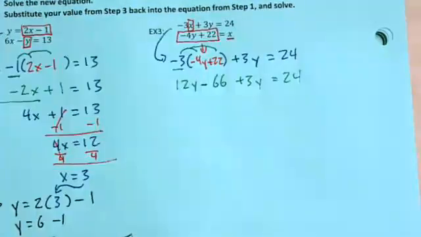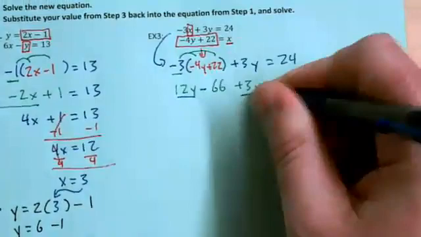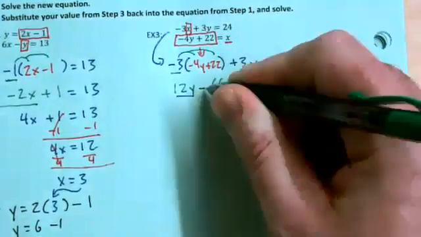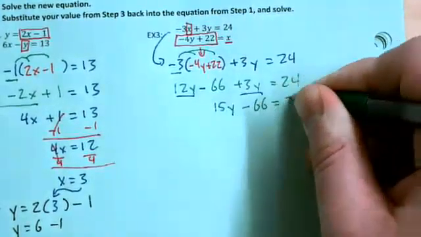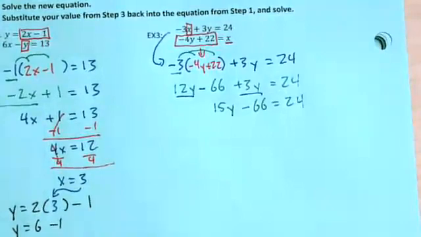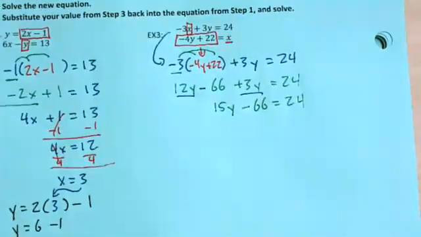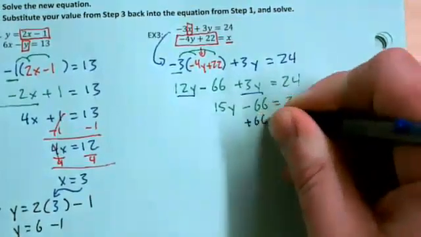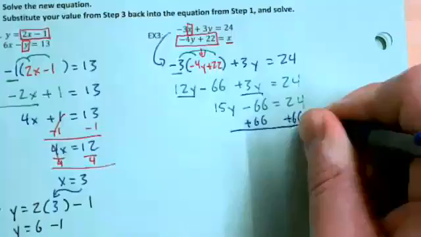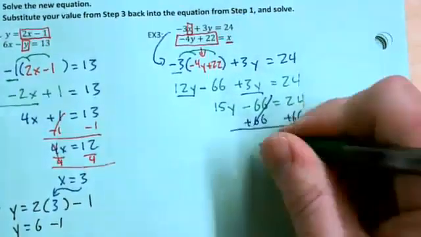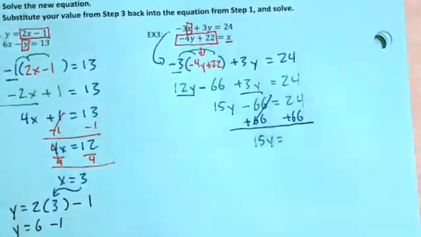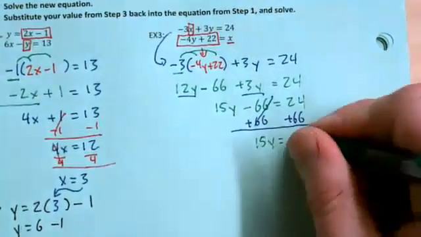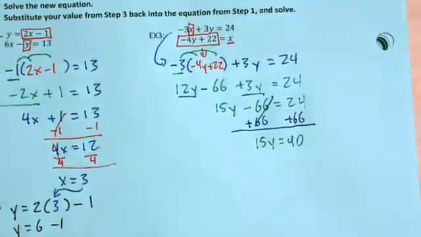Okay, we need to solve that. What can we do here? Oh, I've got a 12y and a 3y that we can put together. 12y and 3y would make 15y. Let's bring down the rest of the equation. Let's see, negative 66. Let's get rid of that. Let's do plus 66. Those will cancel. So I've got 15y equals 24 plus 66. I think that's 90, but I'm going to check on my calculator because it's early and I'm not feeling super great. It is 90, good.